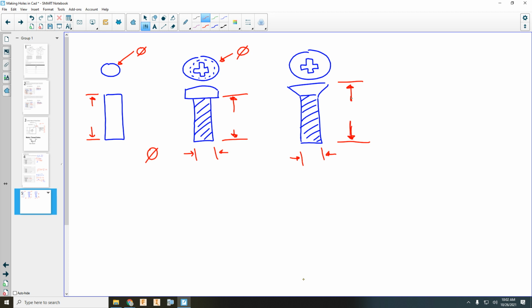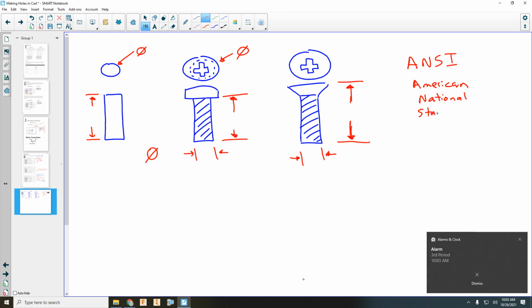Now, why is it that way? Where the pan head is just measuring the threads, and they decided the countersink is measuring the whole length? Who decided that? Nancy. Nancy, read it. Huh? Nancy, read it. American National Standards Institute.